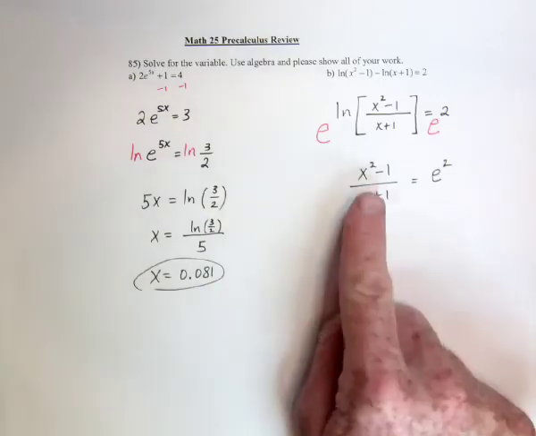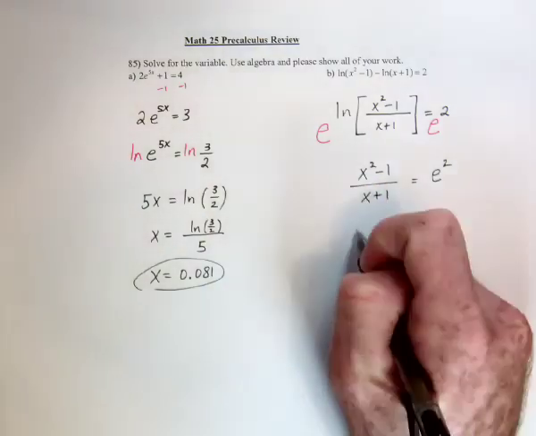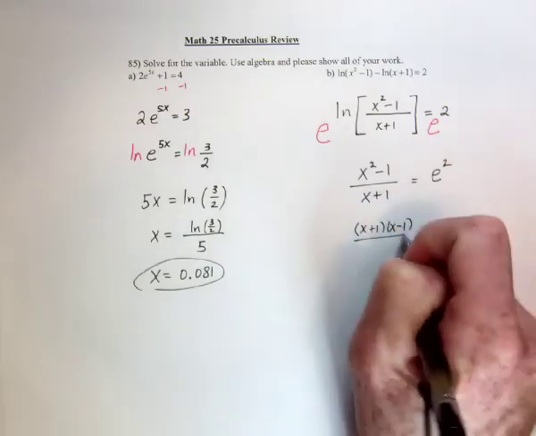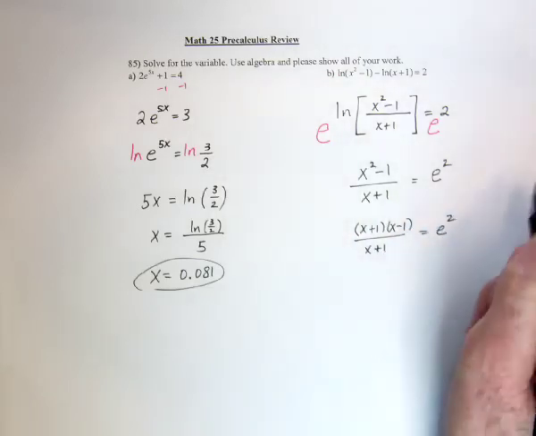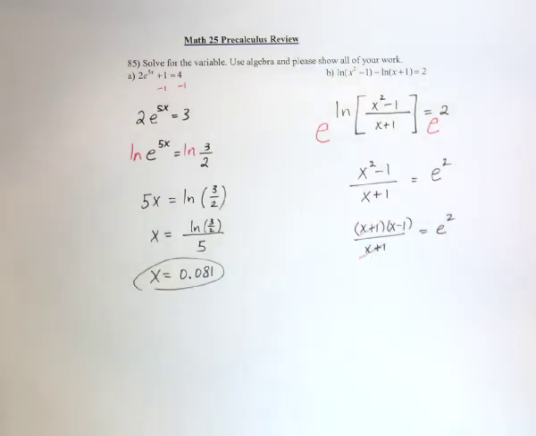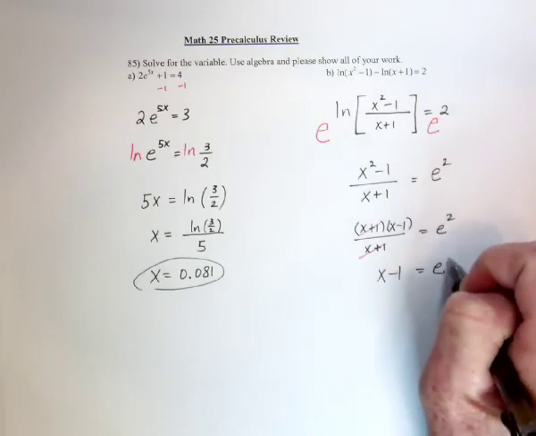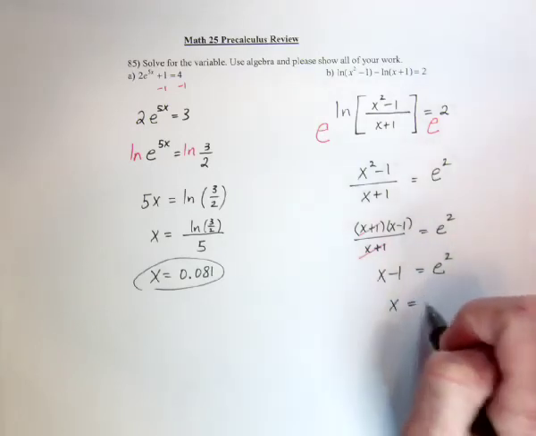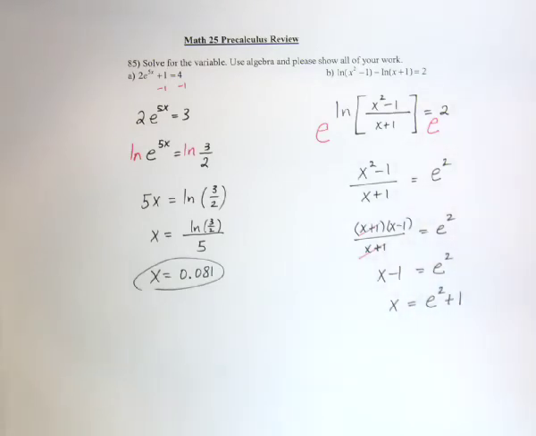Well, this one we could do a little bit of algebra because I know that x squared minus 1 could be factored as x plus 1 times x minus 1. And the only reason that I did that is because I then could see that x plus 1s will cancel. We're left with just x minus 1 is equal to e squared. Then add 1 to both sides, so we've got e squared plus 1 on the right hand side.